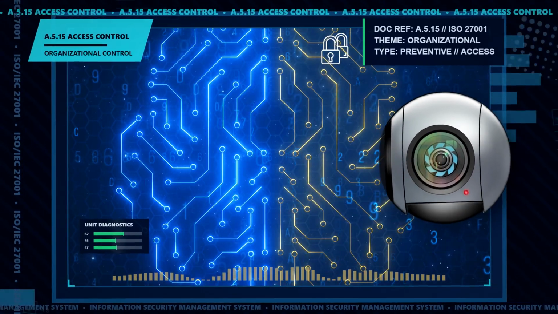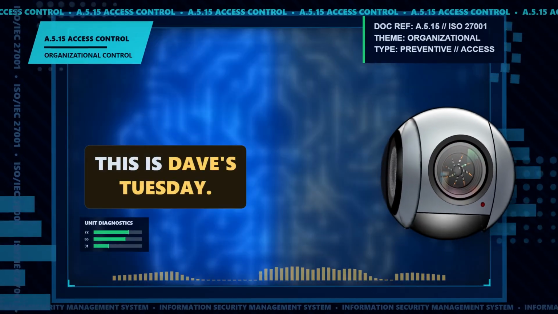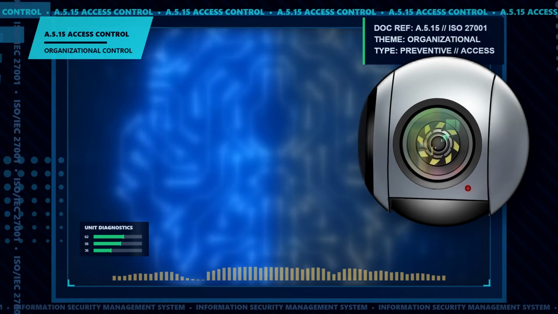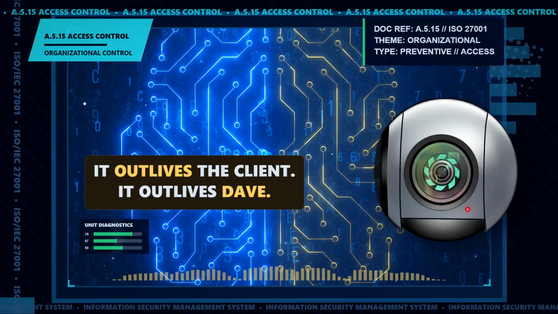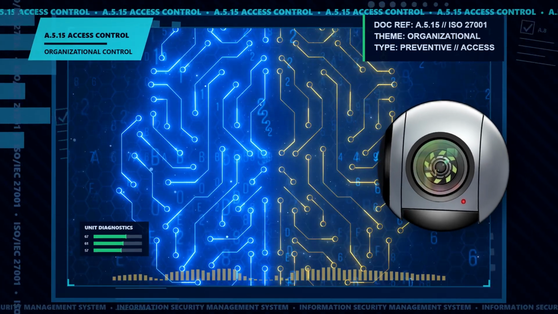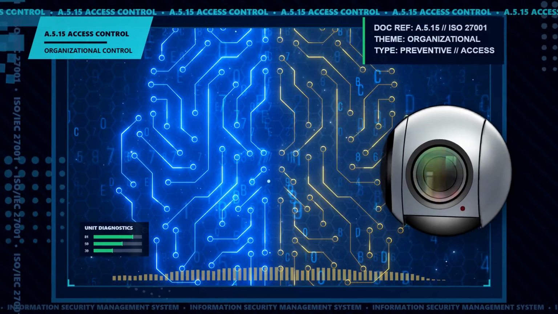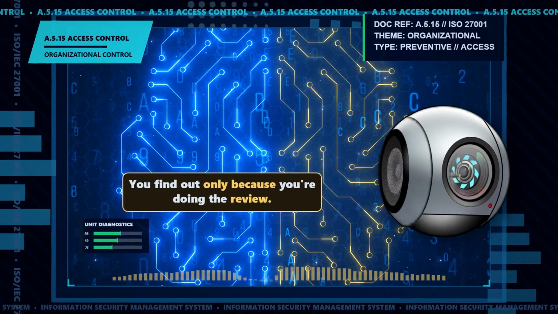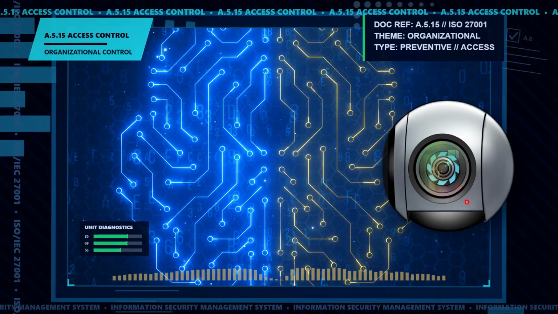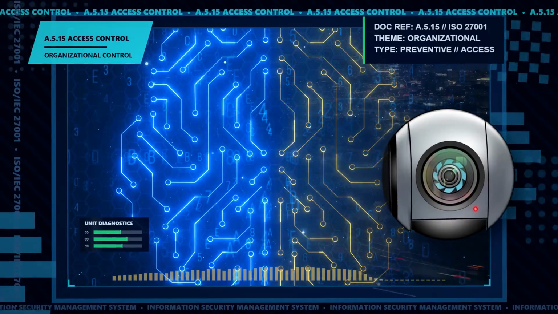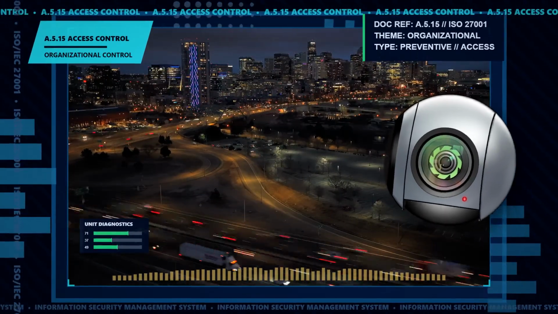Access granted for convenience and never removed. This is Dave's Tuesday. The temporary grant is the most permanent object in your company. It outlives the project, it outlives the client, it outlives Dave. 6 months later, there's an account with production access belonging to someone who now works somewhere else entirely. And the only reason you find out is because you're doing the review you should have been doing all along. Which is Annex A Control 5.18, by the way. But 5.18 can't help you if 5.15 never said what the rule was.